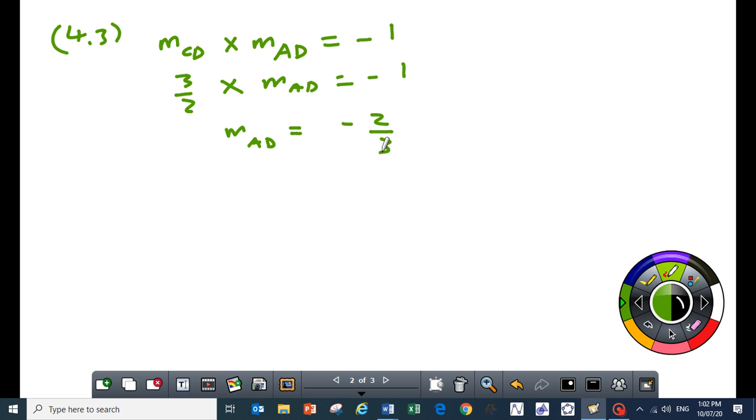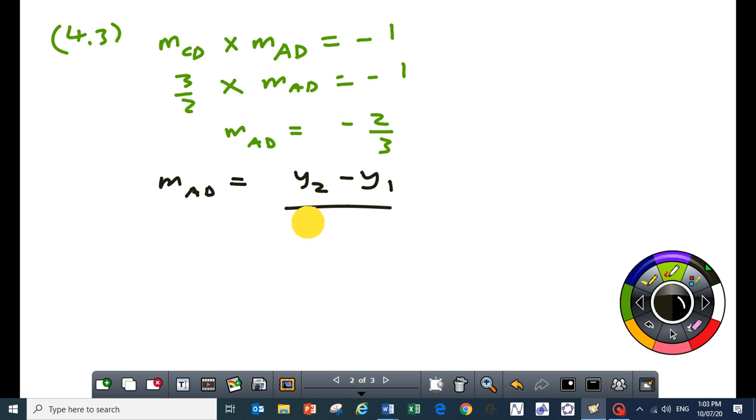The gradient of MAD is equal to -2/3. I'm not done, because I need to find the value of y. To determine y, I'm going to use the formula for calculating gradient for line AD. So I'm going to write the formula: MAD is equal to y2 minus y1 over x2 minus x1. Where there is MAD, I'll put -2/3.